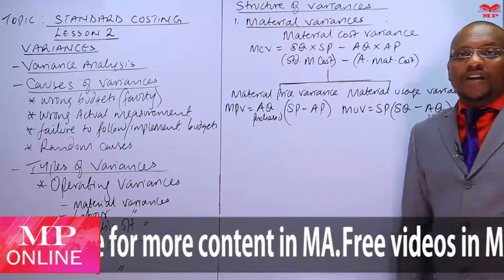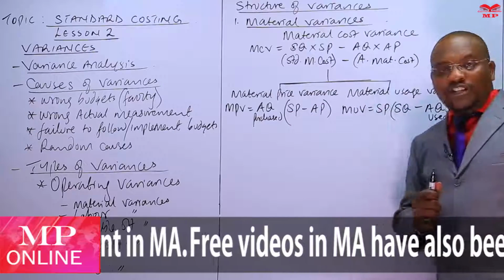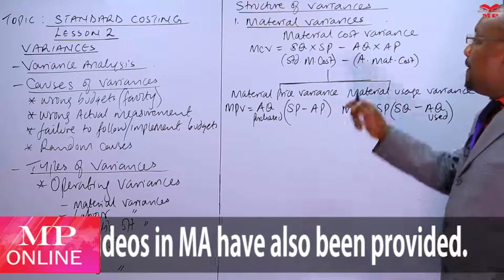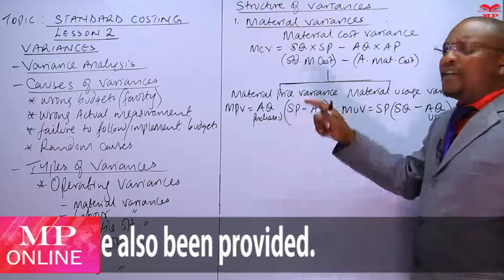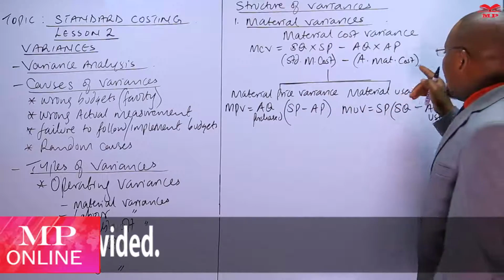Look at this. We want to explain the cost variance in terms of price and usage. That tells you that if you are asked the causes of material cost variance, the major two causes are the price and the usage. Those are the major two.